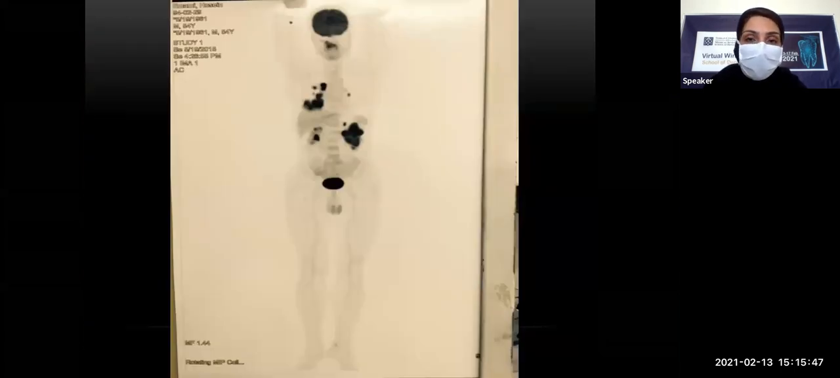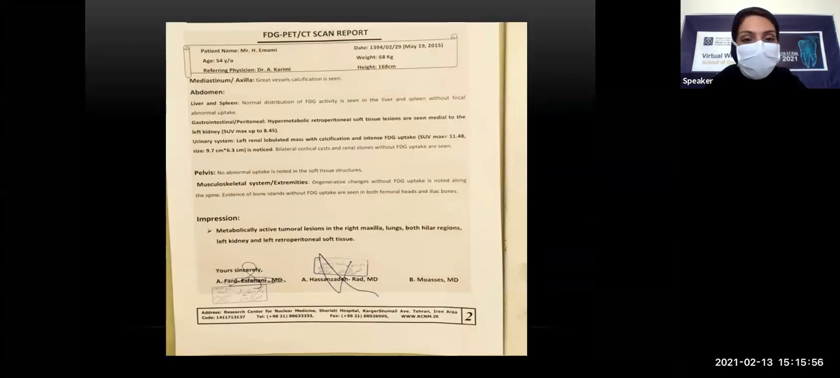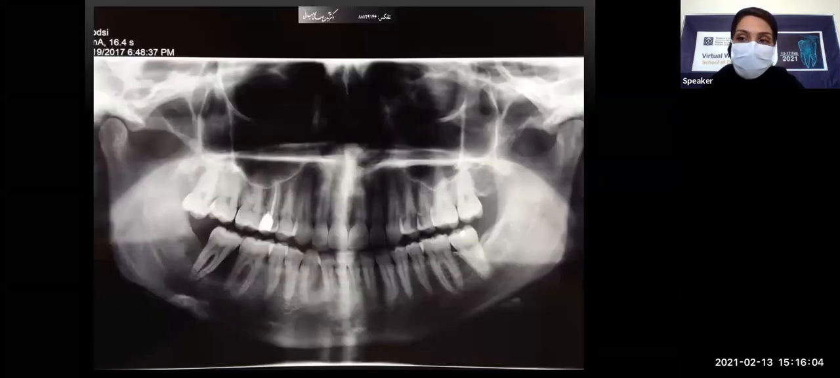And also for this patient, we suggested the PET scan, and you see the report of the PET scan: metabolic activity was seen in the left kidney, and also the metastatic nature of the lesion was confirmed. It's very important for us to be aware that a metastatic lesion is very rare in the oral cavity, but as I mentioned before, rarity is not a good or proper reason to ignore a lesion in the oral cavity.